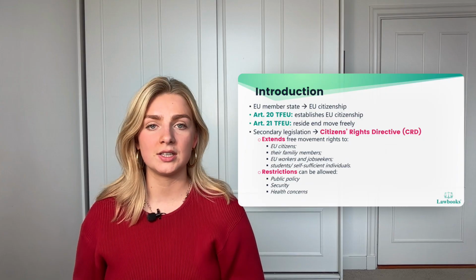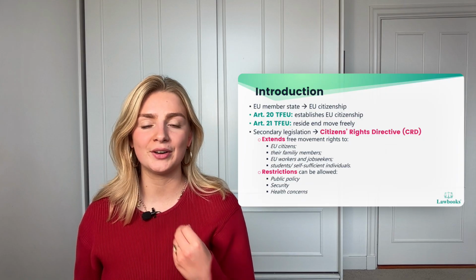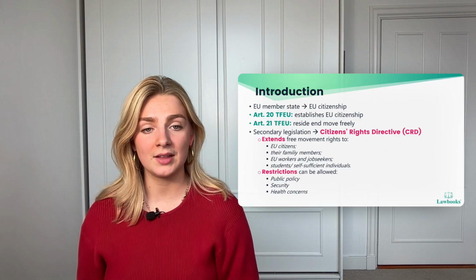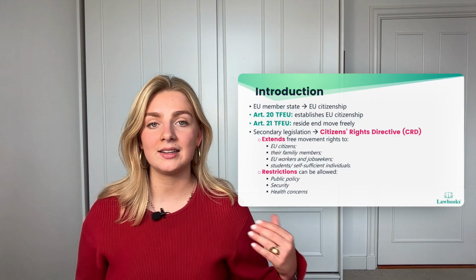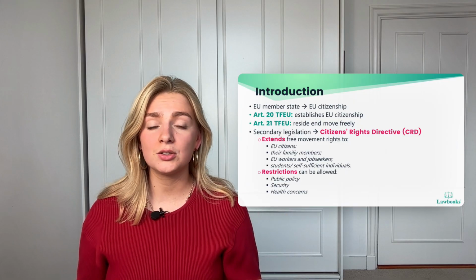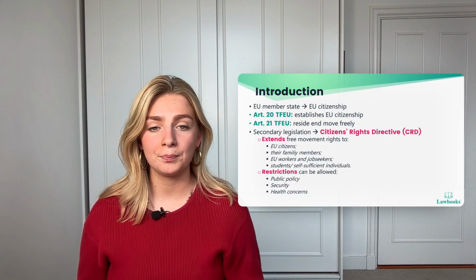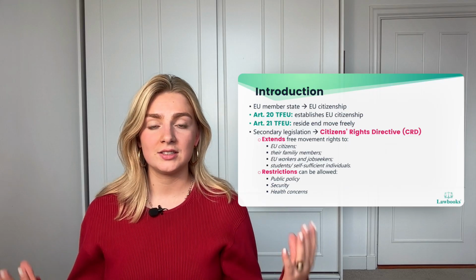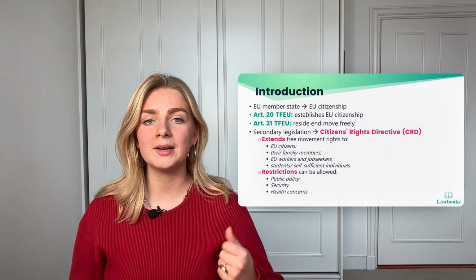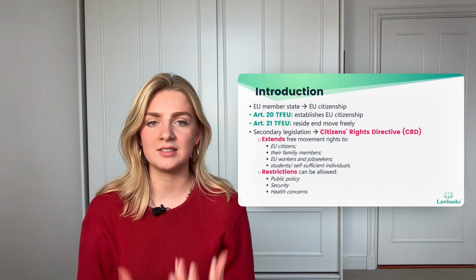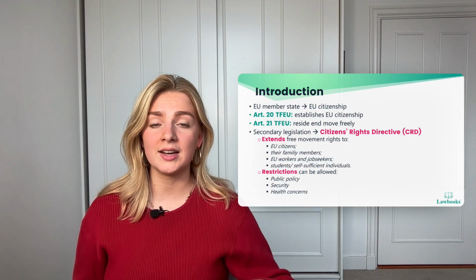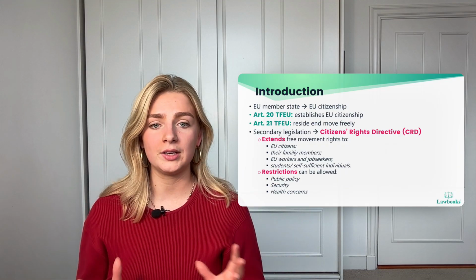If you're an EU citizen, or I have to say you're a citizen of an EU member state, like me, I'm a citizen from the Netherlands, then you automatically get EU citizenship. So that's automatic, it's additional and it's followed by law. If we look at the TFEU, we see that in Article 20, formally your EU citizenship is established. And in Article 21, you get the right to reside and move freely throughout the whole EU.